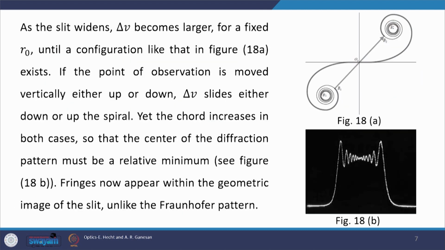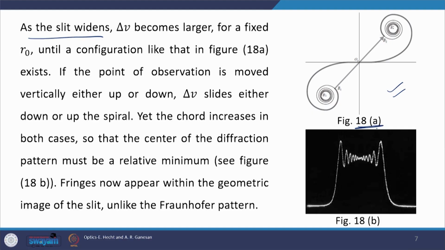Now, let us see what happens if we open up the slit, if we widen the slit. As the slit widens, what will happen? Delta V, or the chord length, will increase, it will become large. While doing this broadening, we fix R naught. Now, if we fix R naught and keep opening the slit, then a situation comes when the Cornu spiral looks like this figure 18a.